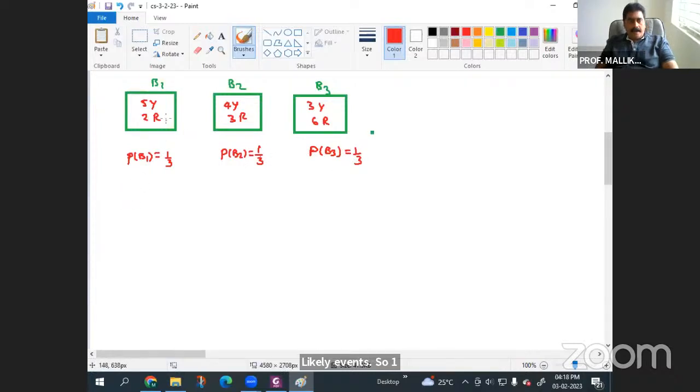Now, they found that the drawn ball is yellow. Then what is the yellow we have here? Probability of yellow given the first box. What is the first box?